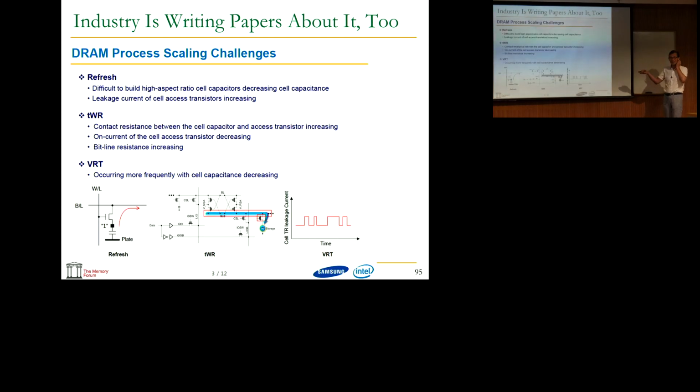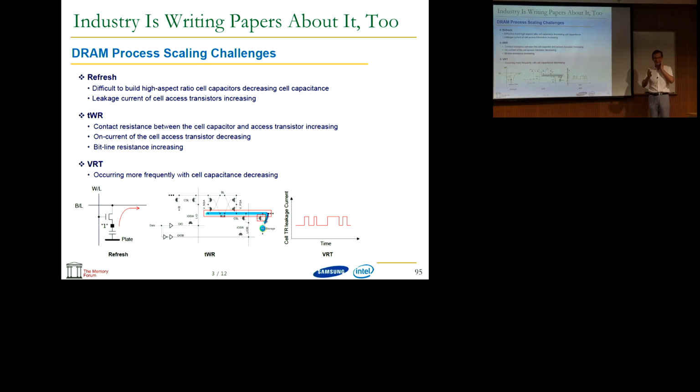So this is exactly the reason Samsung and Intel, when they wrote the paper in 2014, basically said VRT is one of the biggest scaling challenges of the DRAM process. It's occurring more frequently with cell capacitance decreasing, so you have a problem. And the solution that they proposed in this paper was actually adding error-correcting codes inside the DRAM chip, which is what's happening in the field right now. Because it's very difficult, I think, to solve this problem without adding error-correcting codes.